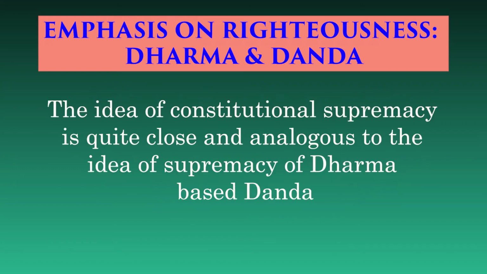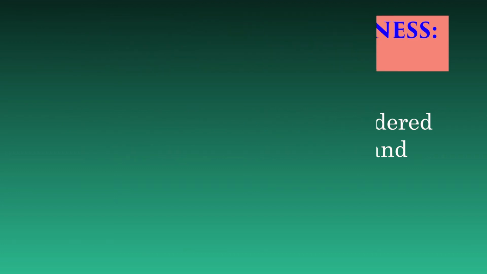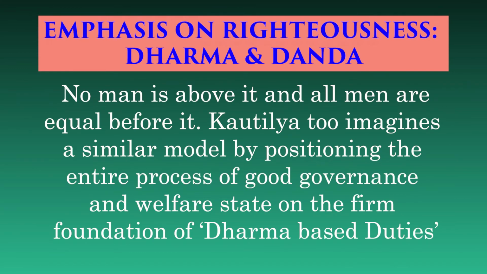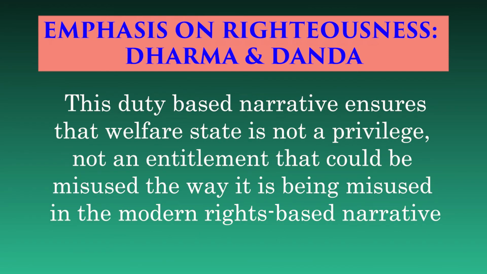The idea of constitutional supremacy is very close to the idea of supremacy of dharma and danda. The constitution today is considered to be the supreme law of the land, we all know. All other laws are subservient to the constitution. Similarly, dharma was considered to be the supreme law, and every danda has to be provided in accordance with dharma. We find Kautilya's Arthashastra focusing on dharma-based duties. The duty-based narrative ensures that welfare state is not a privilege, but not an entitlement, but it was an essential part of the administrative system.